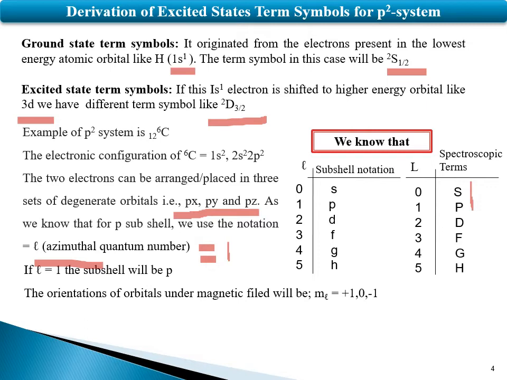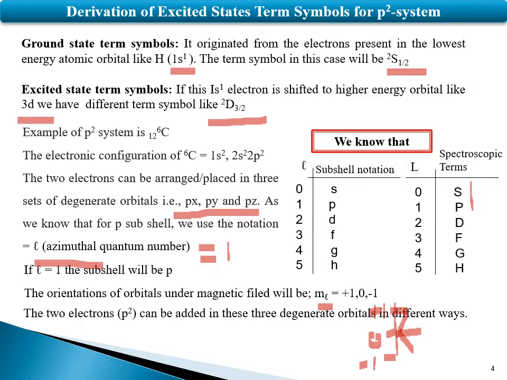Here the 3 ml, what does it actually represent? It tells us that when this p subshell, or l, is placed in a magnetic field, it is oriented in 3 different directions: +1, 0, and -1. So this ml represents the orientation of the orbital of the p subshell under a magnetic field in various orientations. So the 2 electrons can be added in the 3 degenerate orbitals in different ways.